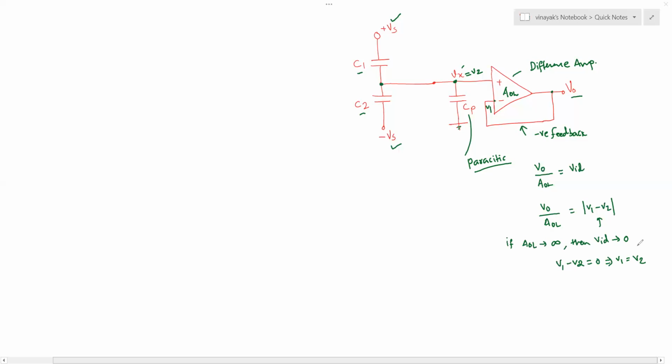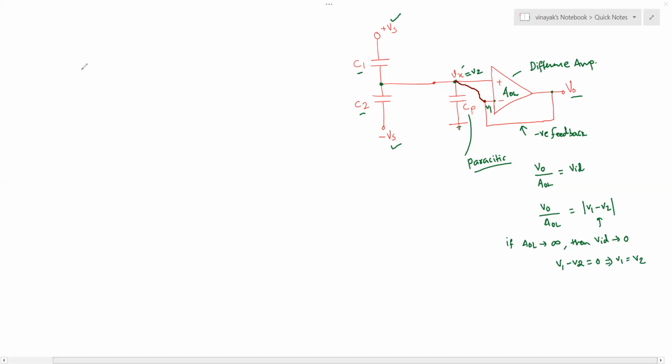So applying this concept, which is also called the concept of virtual short, widely known in op-amp circuits, helps us to simplify the circuit analysis involving operational amplifiers. So we say that your input voltage V1 is equal to the voltage at V2. Therefore, V1 is virtually shorted to V2, or let's say V2 is virtually shorted to V1. And what is the voltage at V1 then? We have to write that.